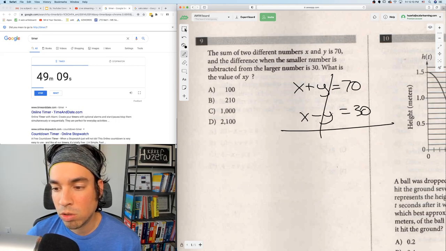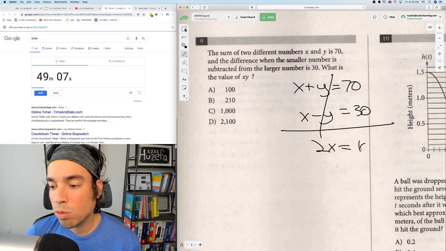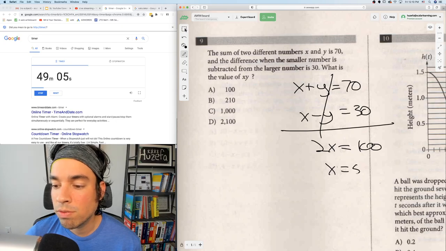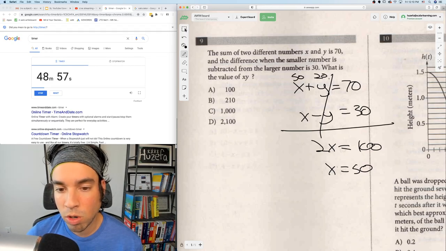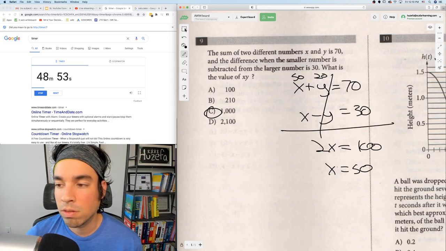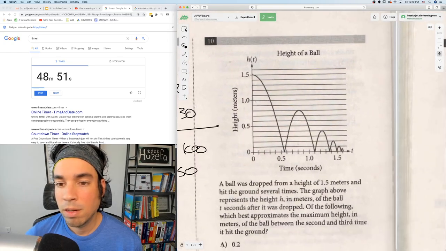Add the two equations. Those cancel out. I get 2x equals 100. X equals 50. If x equals 50, y must equal 20, right? Because the two add together to 70. The difference of the two is 30. It works. What's the value of x times y, or 50 times 20? 1,000. Boom, done.